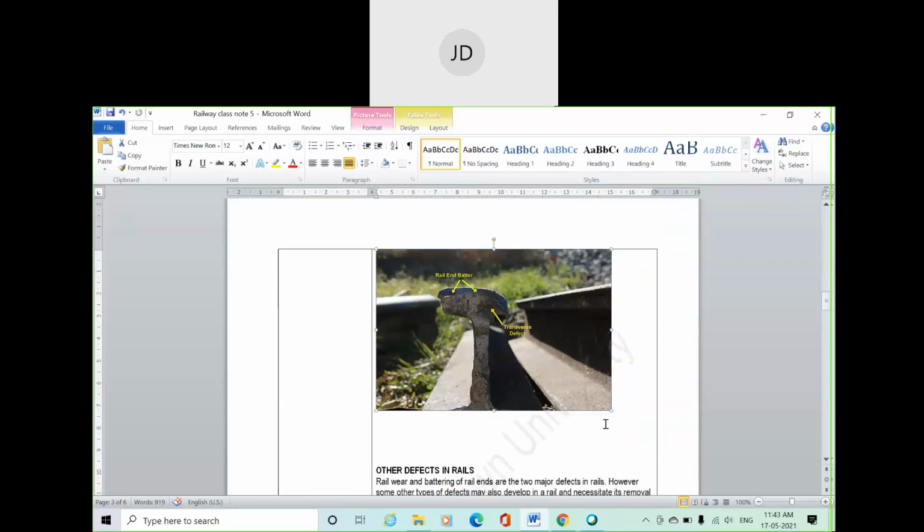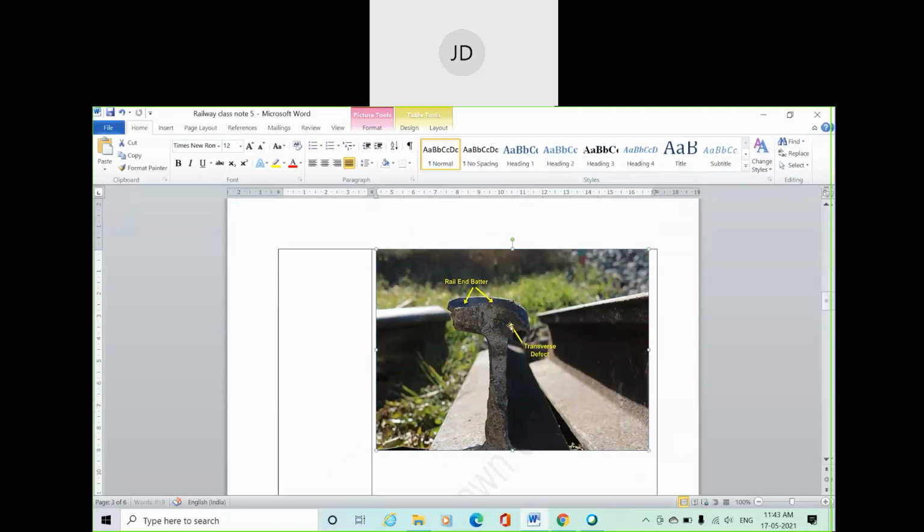Here you can see there's another image. This is a cross section of a flat footed rail. You can see this is the head part, this is the web part, and at the bottom, this is your base, or foot, you can say. Here you can see the rail end batter. Now it is not uniform, it becomes a very irregular shape. And this part is called your transverse defect. This part.